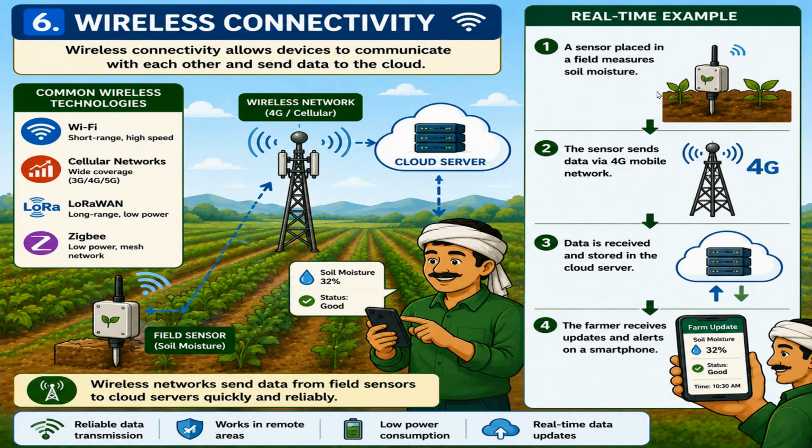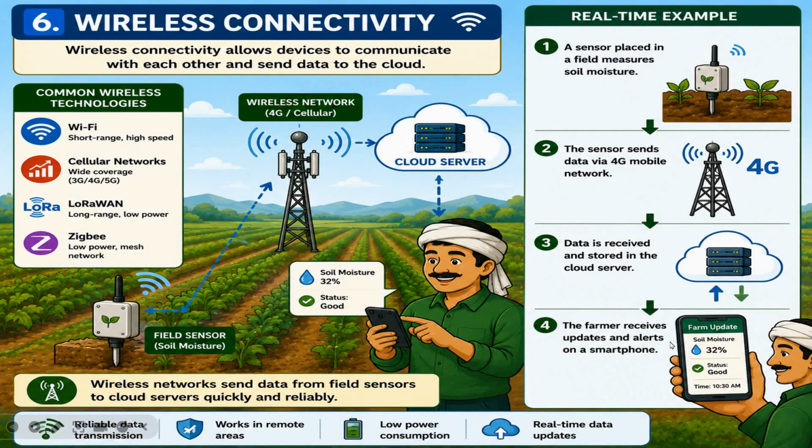So here you can see wireless connectivity, it allows the devices to communicate with each other and send data to the cloud. Okay, so wireless connectivity, it allows different devices in a farm to communicate with each other and send the data to the cloud servers without using physical cables.